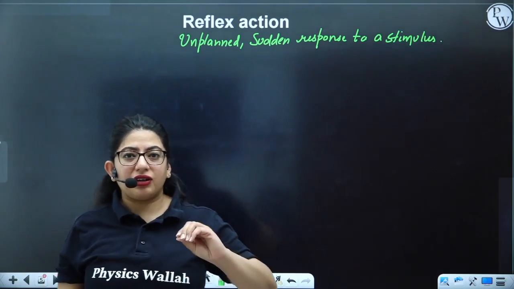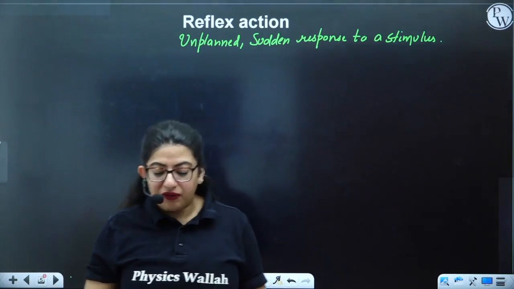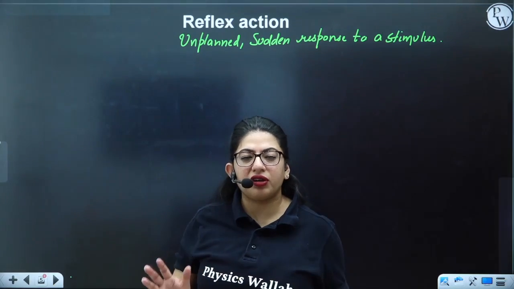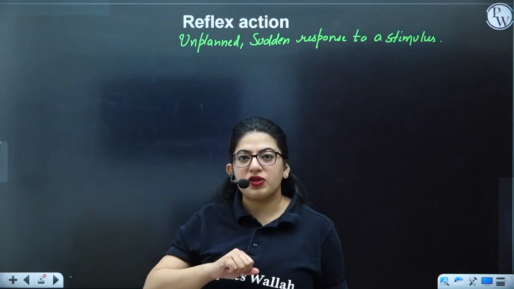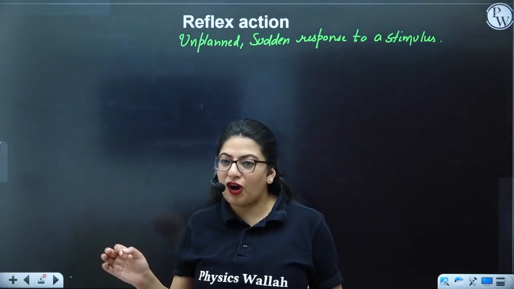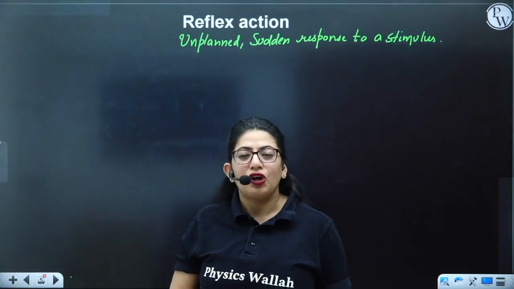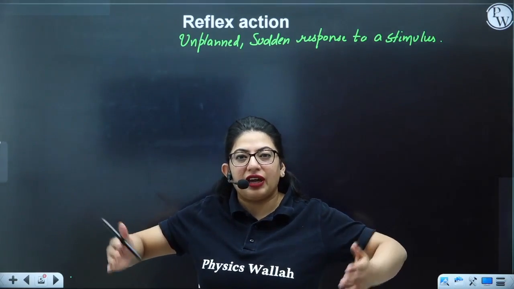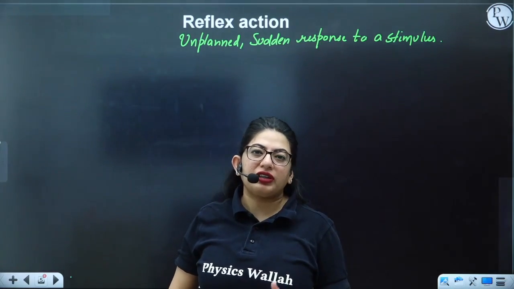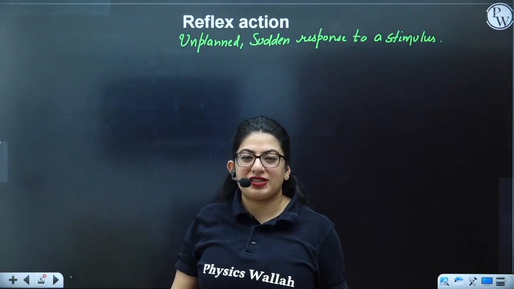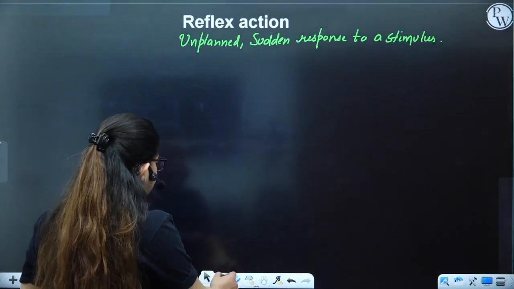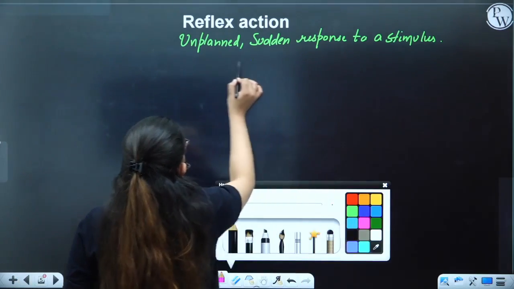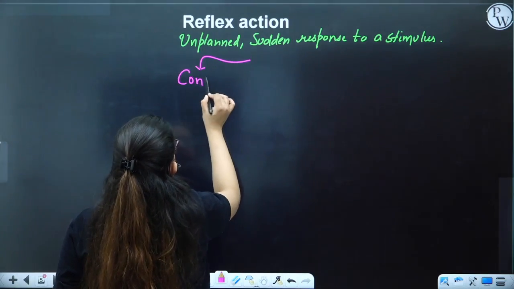You have not planned it, you have not thought of it. For example, when you touch something and you are not aware that it is hot, suddenly your hand moves away. Have you thought that something will be hot and I will put my hand away? No, your body itself is functioning here. So this type of action in your body is known as reflex action. Okay, these reflex actions can be conditioned as well as unconditioned.